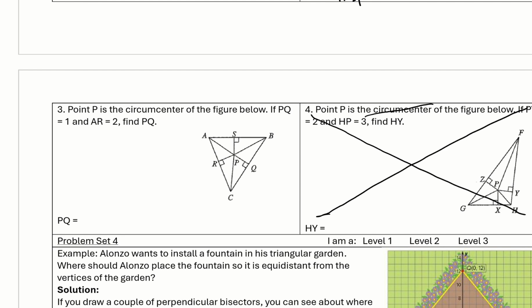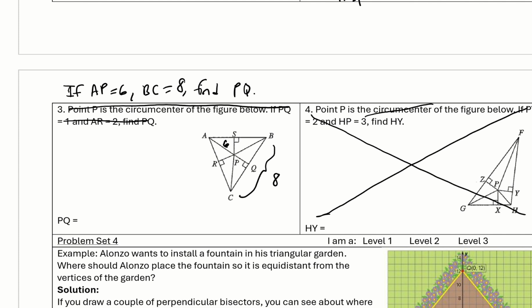So I'm going to cross this out, okay? If AP equals 6, BC equals 8, find PQ. Okay, that's what the question should say. So in this case, AP is 6 and BC is 8. And then PQ is what we're looking for.